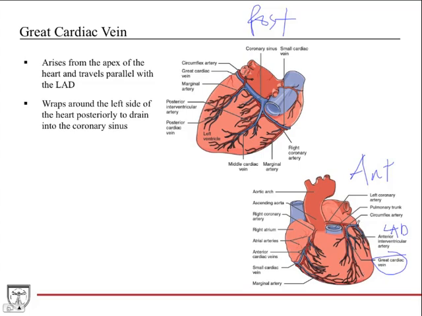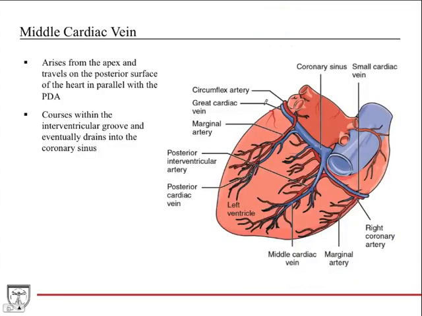And so it's coming back up this way, and then it wraps around with the circumflex around the lateral aspect of the heart, of the left ventricle, and you can actually see that here. Here it is traveling around with the circumflex artery, and then is where it eventually drains into the coronary sinus right here.